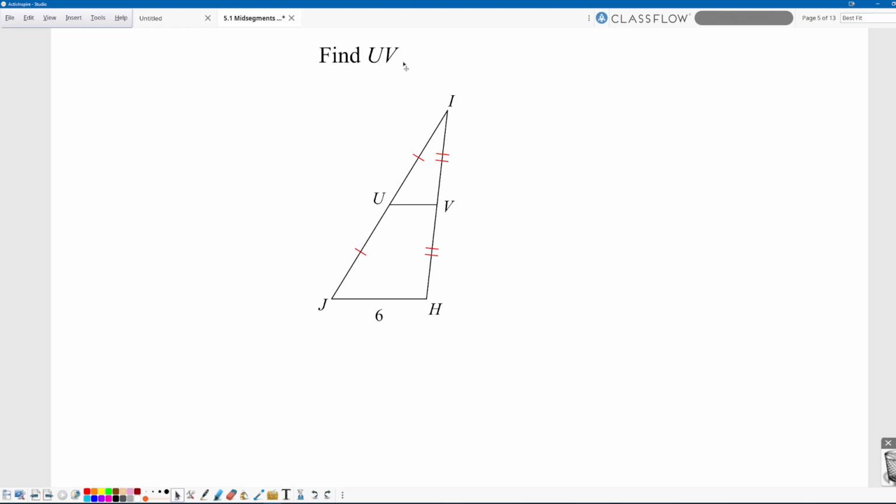So we want to find the measurement of UV. Well, I know that U is a midpoint. I know that V is also a midpoint. So this is the side that is parallel to my midsegment. So this should be double whatever this is. That means that UV should be 3 units.